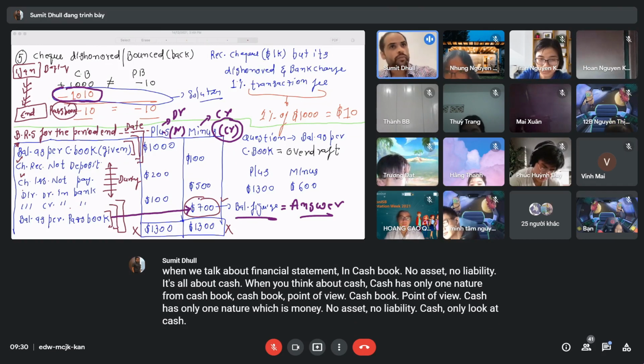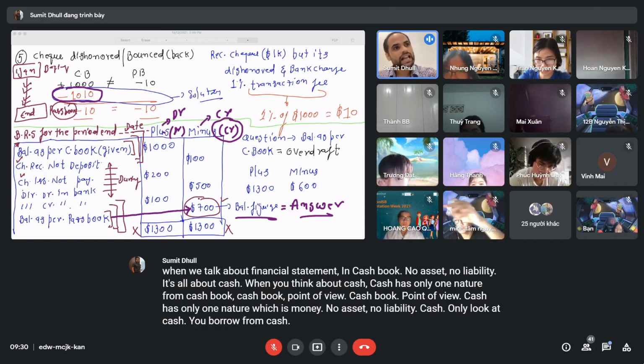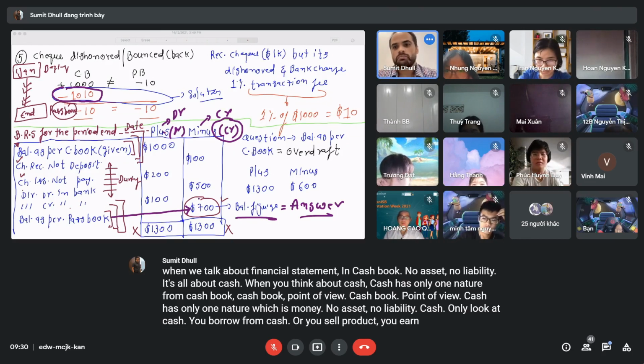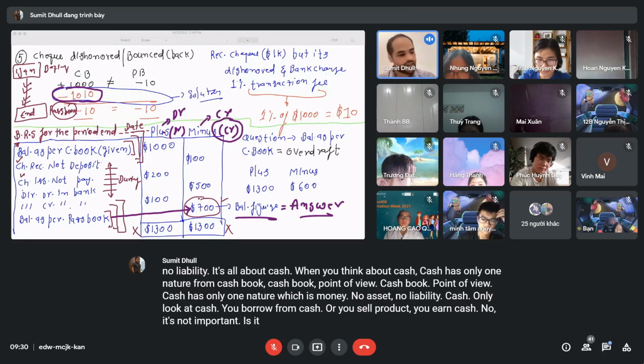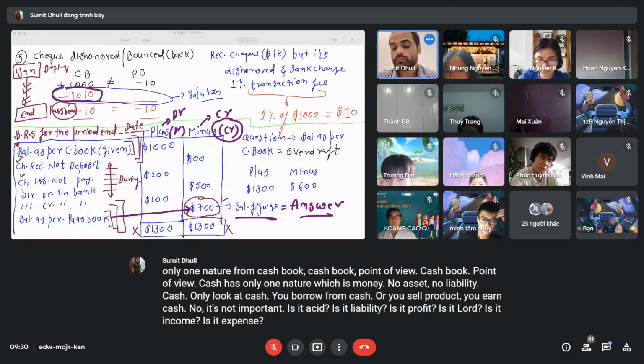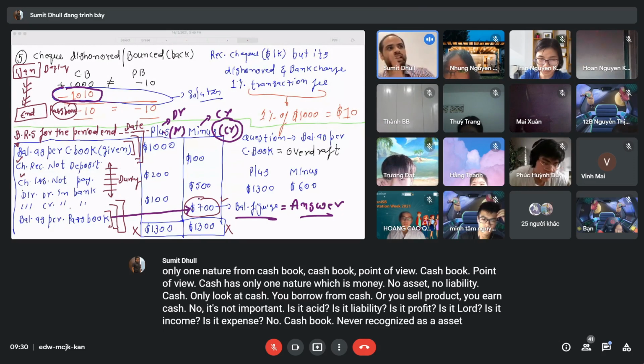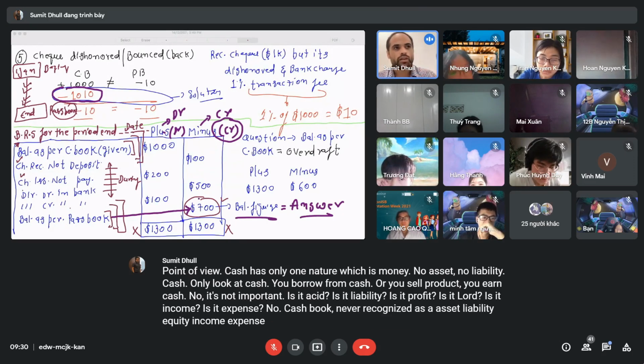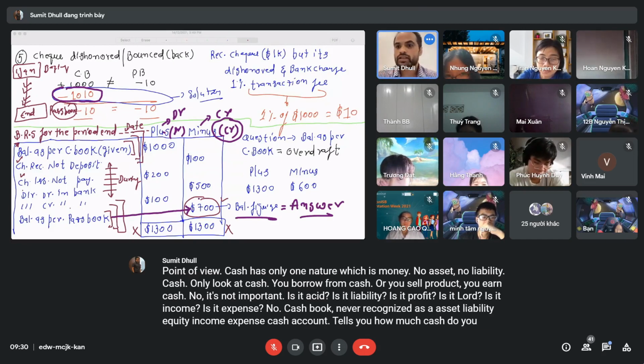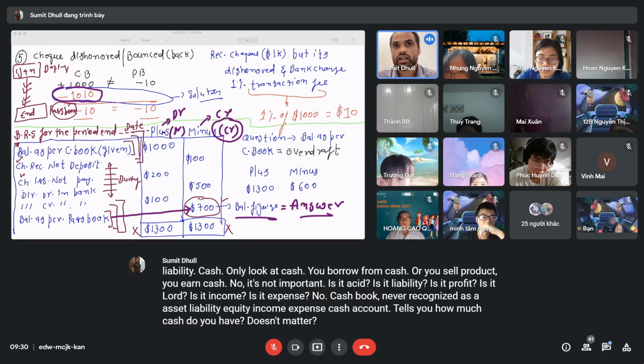You borrow cash or you sell a product and earn cash. It's not important whether it is an asset, a liability, a profit, a loss, an income, or an expense. The cash book never recognizes assets, liabilities, equity, income, or expenses. The cash account tells you how much cash you have. It doesn't matter where the cash comes from.